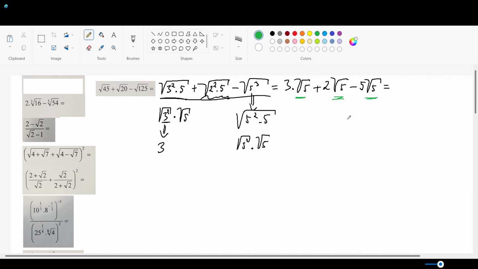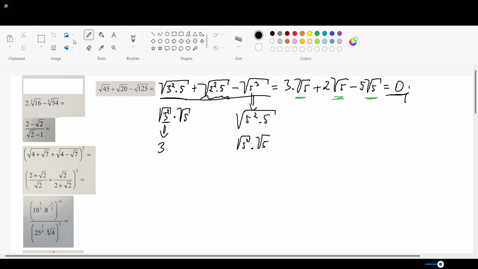And as we have square roots of the same base or radicand, we can simply do the addition. So 3 times square root of 5 plus 2 times square root of 5, take away 5 times square root of 5, and the result would be 0. Okay? So this was the first exercise.